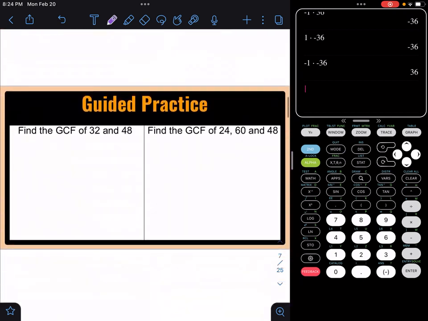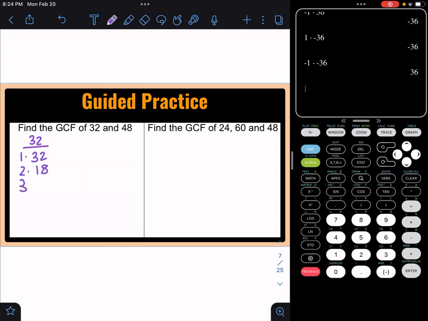So let's try this. Find the GCF of 32 and 48. I'm going to start by thinking, what are the numbers that can multiply to 32? 1 and 32. 2 and 16. Right now we're only going to worry about the positives. Does 3 work? 32 divided by 3? Nah. 32 divided by 4? That works. 4 and 8. 32 divided by 6? Nope. So I think that's it.